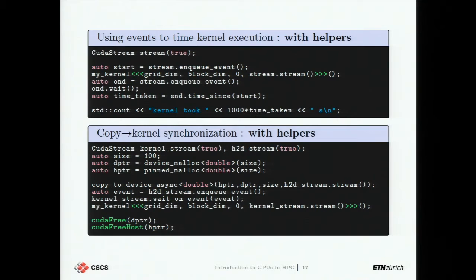I create two streams, I allocate some memory, then I copy to the device asynchronously in this stream, then I put an event into this stream. Then I make the kernel stream make sure that whatever I put into it after now is going to wait or sync on this event, and then I call my kernel in the kernel stream. And this has done all the synchronization under the hood for me and is a bit easier to understand.